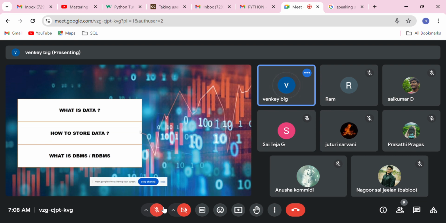Before going to these database management systems concepts, let us first understand what a database is, right? A database is software which can be utilized to store, manage, and manipulate our data.